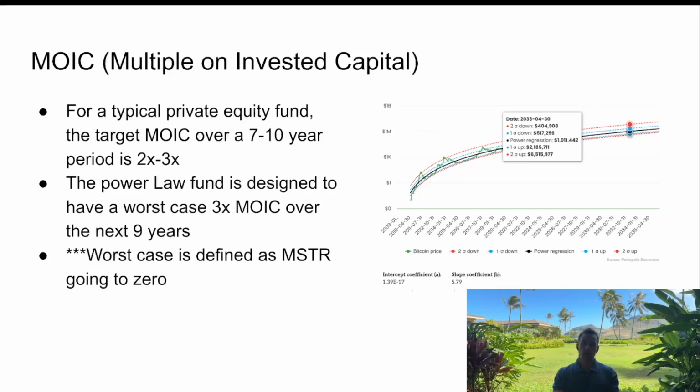The multiple on invested capital is how I designed the Bitcoin reserve for this portfolio. So this would be like a crazy bullish MSTR portfolio. But according to the power law, if you believe it or if you don't, I think it's the best model we have in terms of a 10-year time frame. Bitcoin should be at $1 million in around 9 years. If that is the case, then you'd get a 3x multiple on invested capital in 9 years if you invest 20% of the portfolio in Bitcoin today. That's kind of a worst case backstop if MSTR goes to zero.